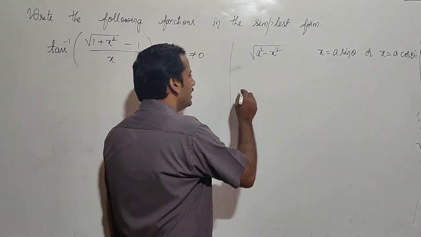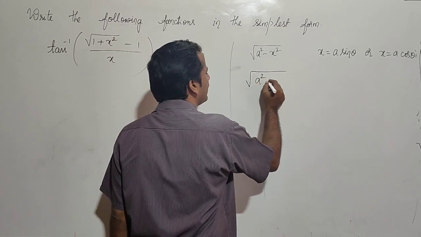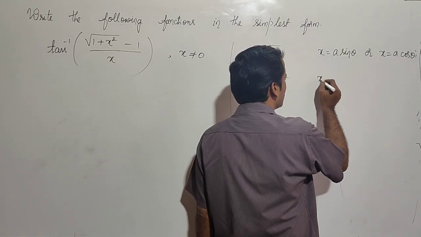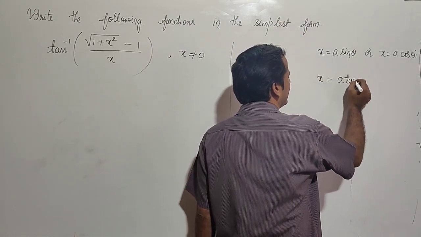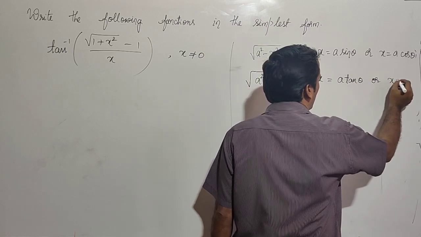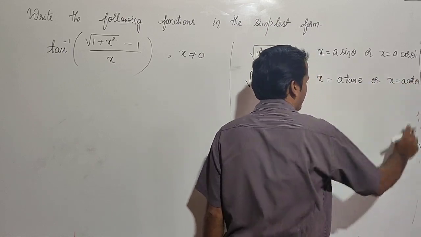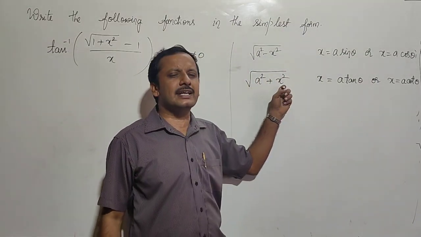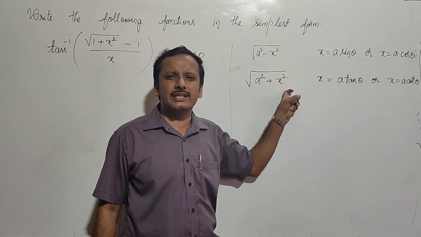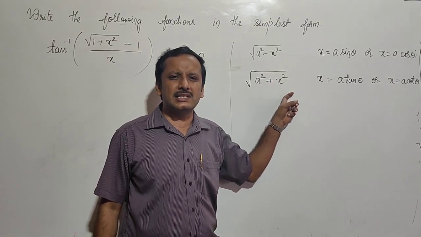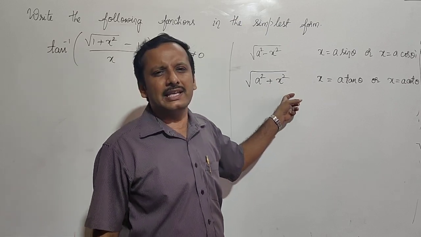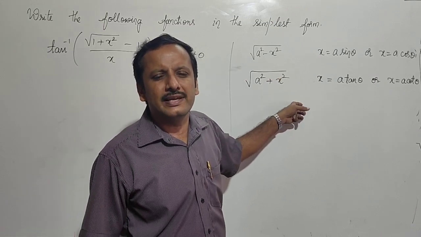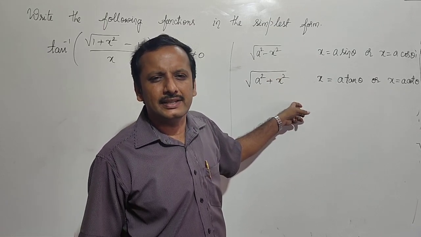Then if you have root of a square plus x square, or x square plus a square, then the substitution is either x equal to a tan theta or x equal to a cot theta. Why do we substitute this? Because if I take x as a tan theta, you have a square plus a square tan square theta, a square into 1 plus tan square theta. 1 plus tan square theta will give you secant square theta. Root of a square secant square theta will give you a secant theta.